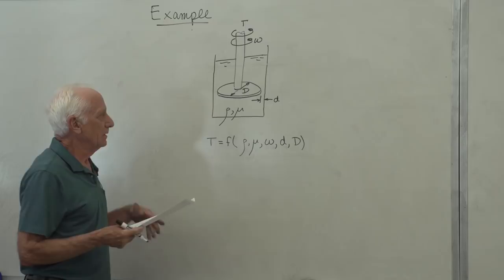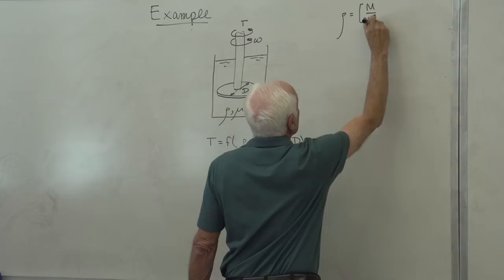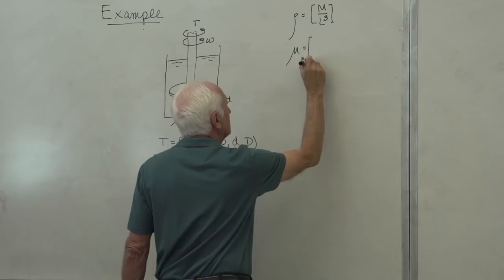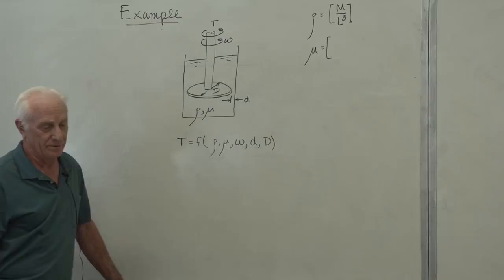Okay, it's helpful to put this stuff down. So what are the dimensions of density? Mass per volume. What's volume? Length cubed. Okay, got it. Mu. Okay, there's a table in the textbook. There's a table in your data package you'll get with the exam. It has all these dimensions in it. You don't have to invent it. Oh, you can invent it, that's not a problem. You waste your time.